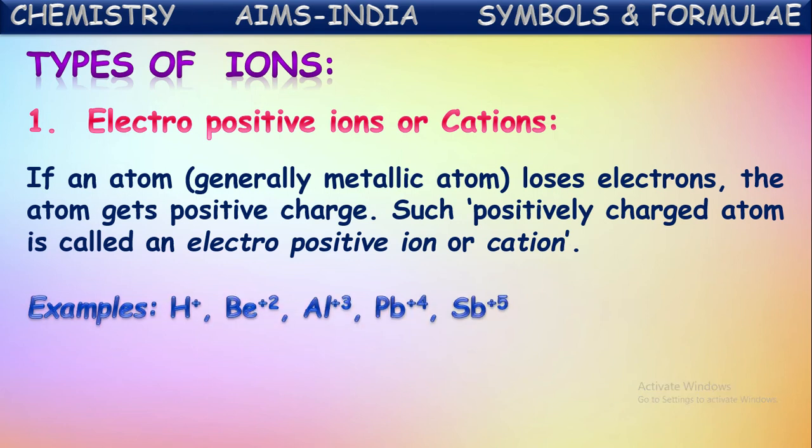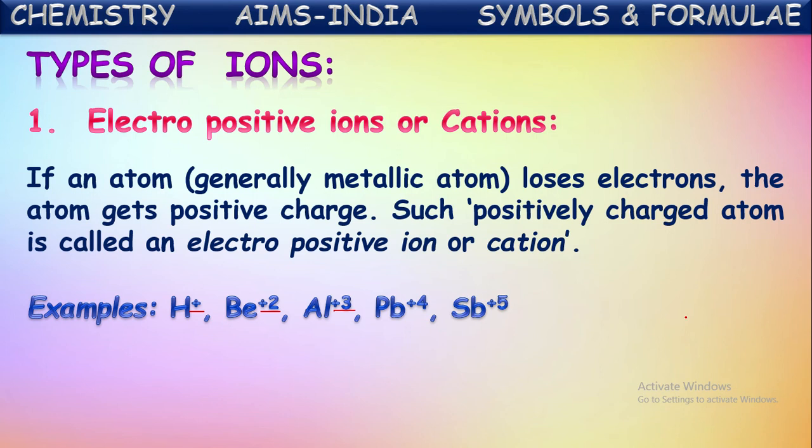Let us see examples here: H+, Be+2, aluminium +3, lead Pb+4, Sb+5. Why do these have different charges? Because they lose different numbers of electrons. Hydrogen can lose one electron and form one unit positive charge. Beryllium can lose two electrons and form the Be+2 ion. And aluminium can lose 3 electrons and hence form the Al+3 ion.